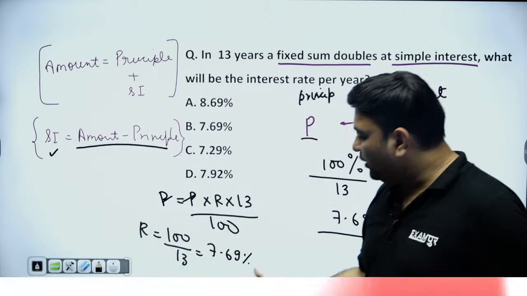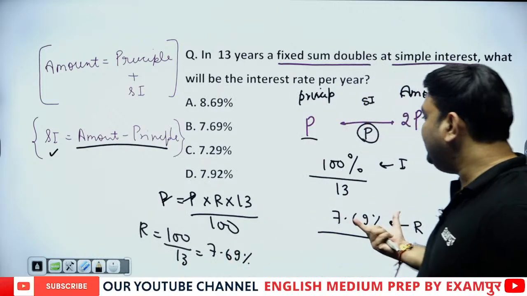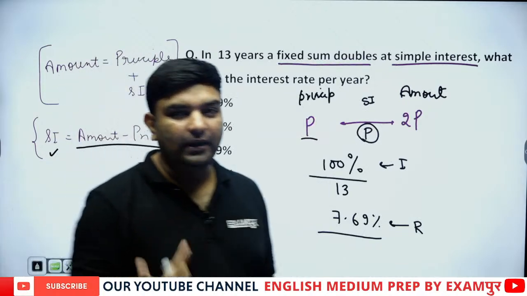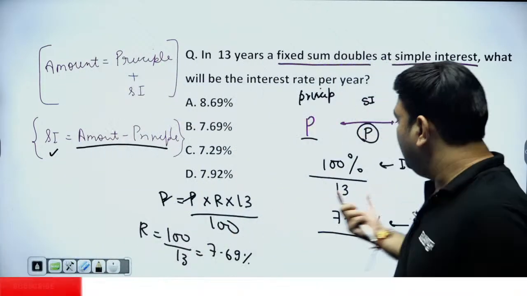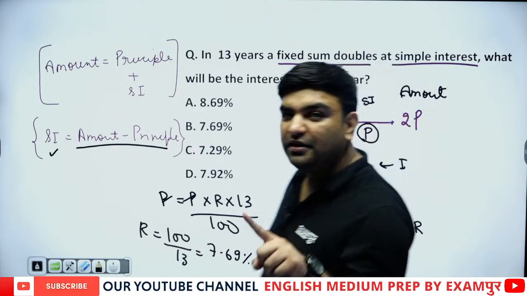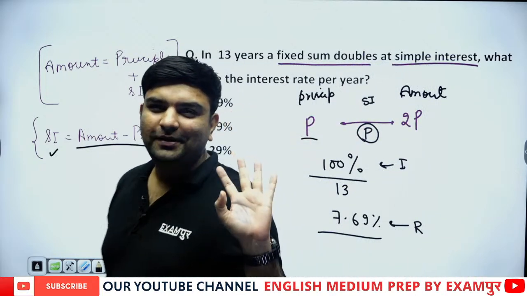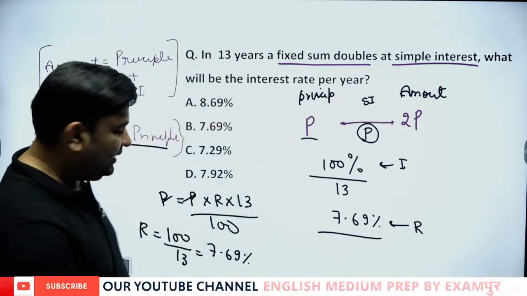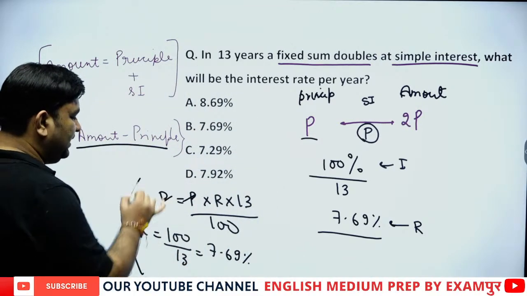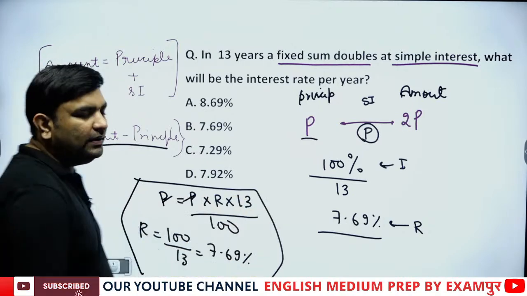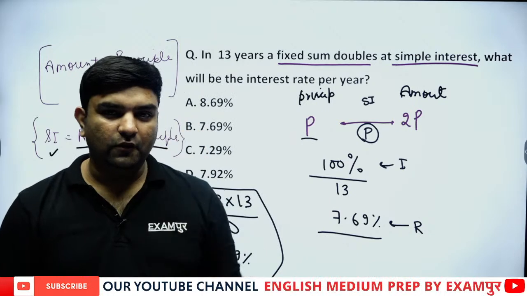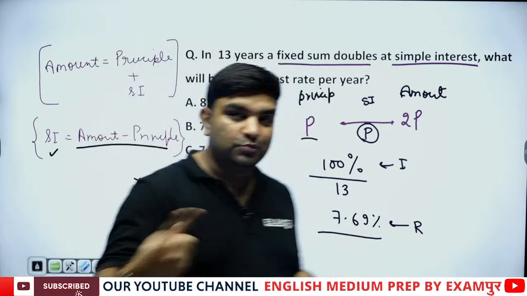This is purely mathematical, and the other is a little bit of a theoretical approach. Interest of P over P, 100%, divided by 13, 7.69. You can go any way you like. Let's move on.